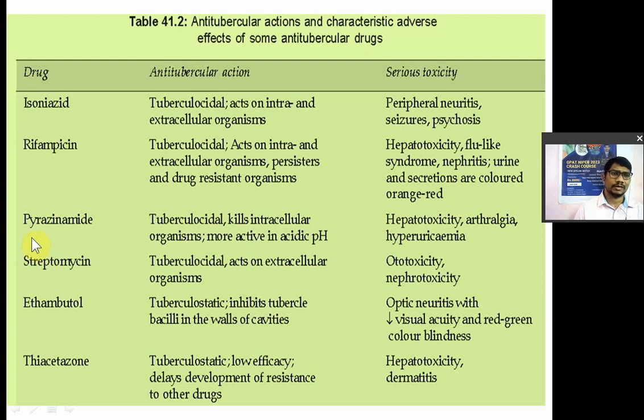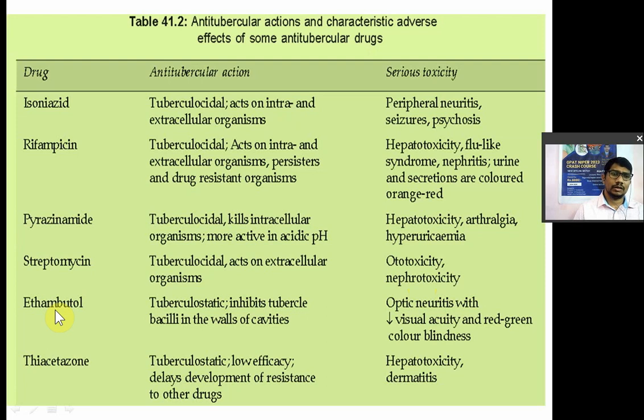Next drug is the pyrazinamide. Again it is tuberculocidal, kills the intracellular bacteria only, and it is the most active in acidic pH. So the mechanism of pyrazinamide is similar to isoniazid. Again it has hepatotoxicity, arthralgia, hyperuricemia as adverse effects. Now next drug is the streptomycin. Again it is an aminoglycoside, effective in tuberculosis, second line, tuberculocidal, acts on only extracellular organisms. Ototoxicity, nephrotoxicity, neurotoxicity are the adverse effects.